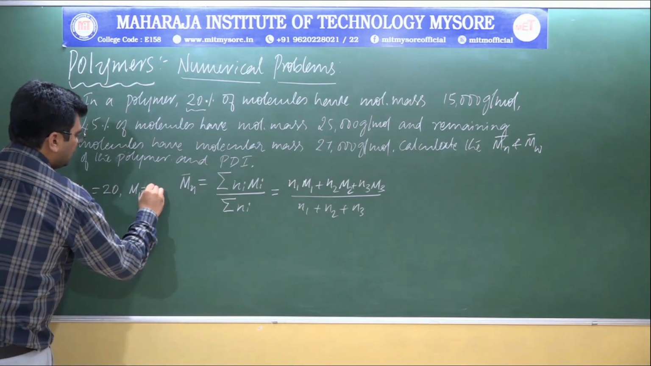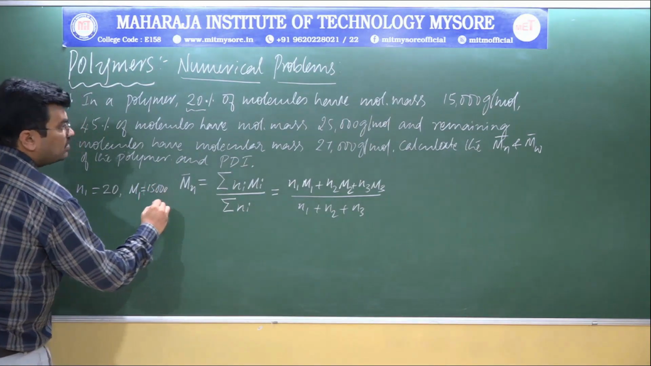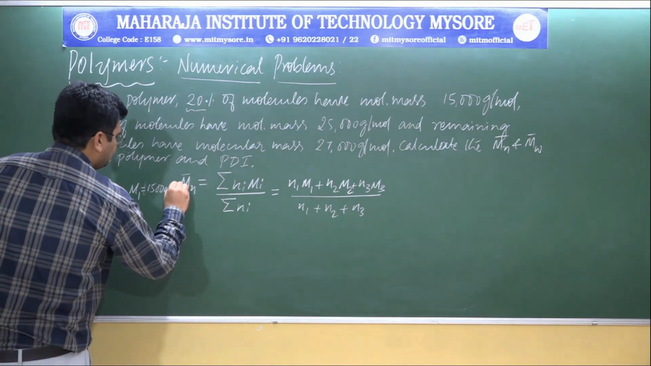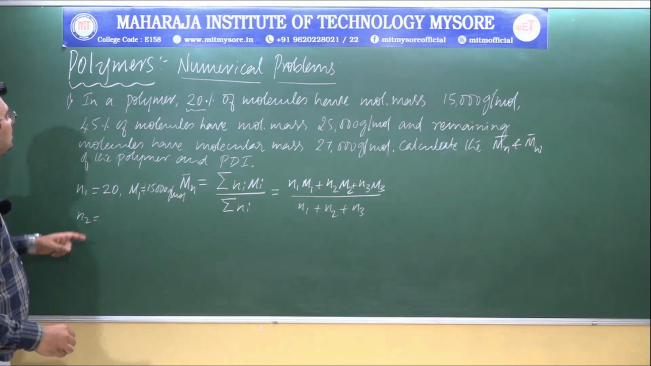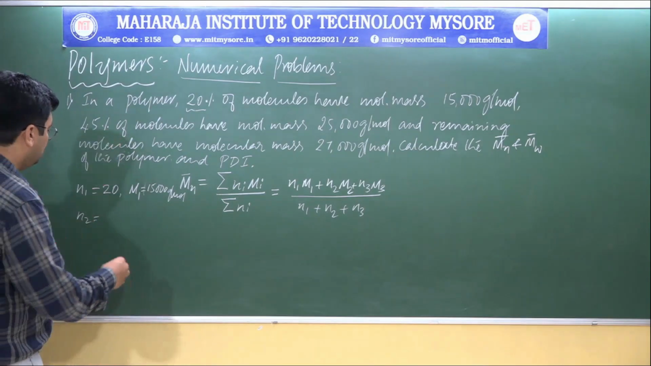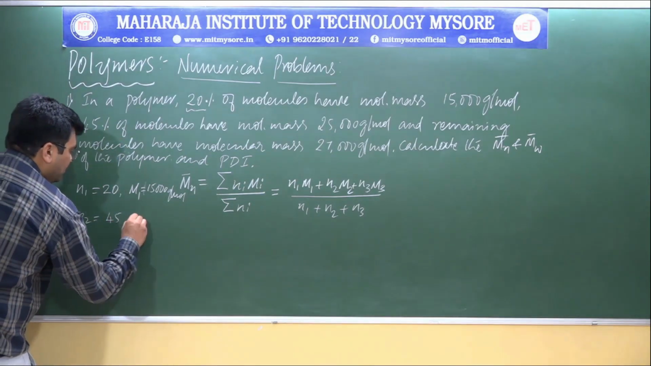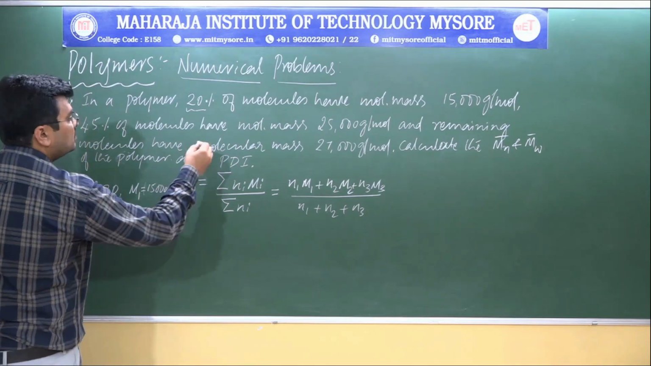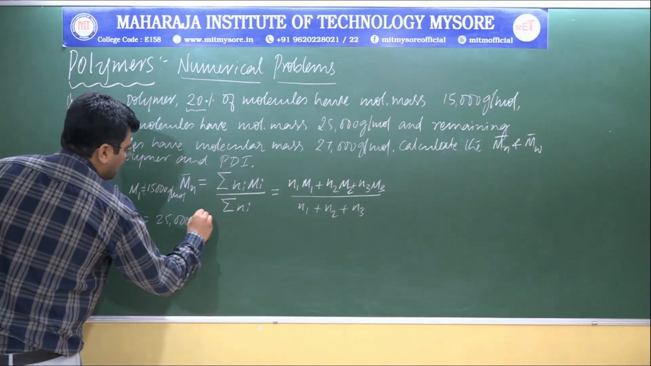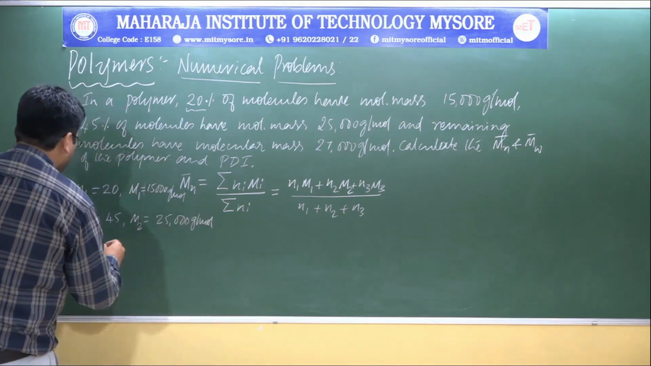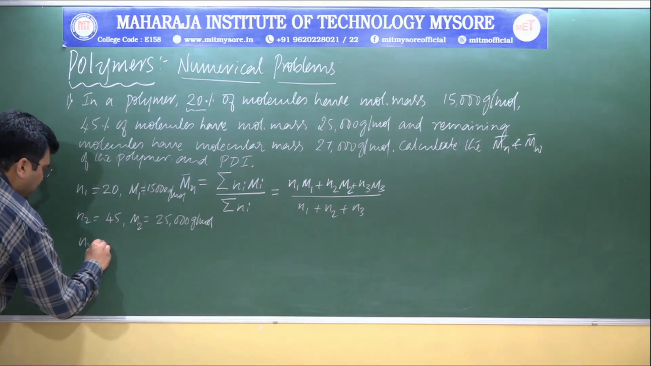So M1 is 15,000 gram per mole, and N2 is 45% of the molecules. So N2 is 45. M2, the molecular weight, is 25,000 gram per mole. And similarly you have to choose N3.